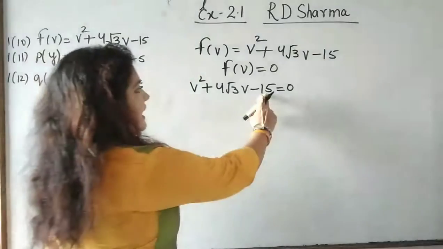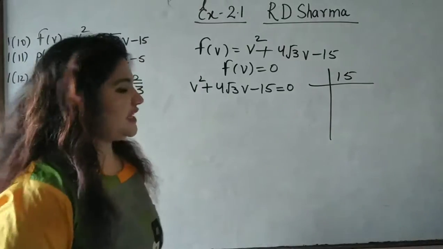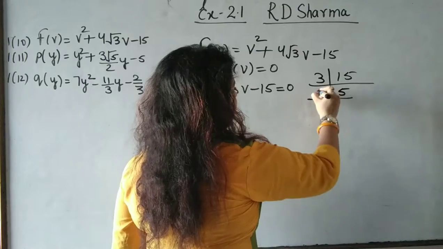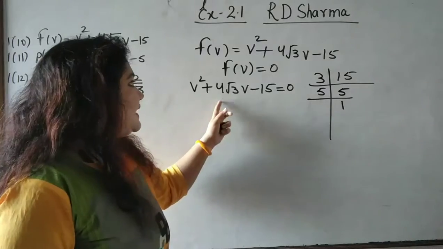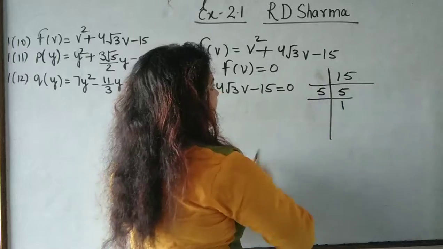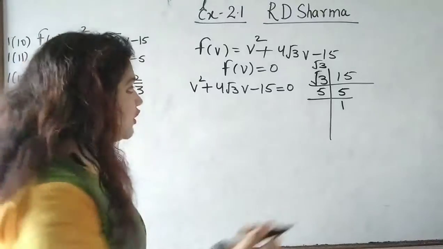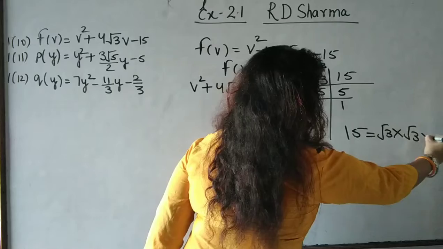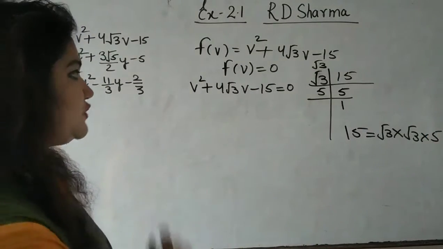Let's see how. We have 15. We do the prime factorization of 15: 3 fives are 15 and 5 ones are 5. But we have to get the middle term in root 3 form, so can we write this 3 as root 3 into root 3? So we can write 15 is equal to root 3 into root 3 into 5.